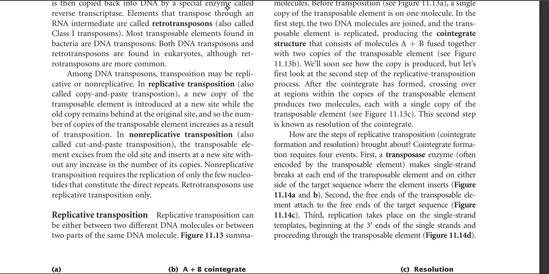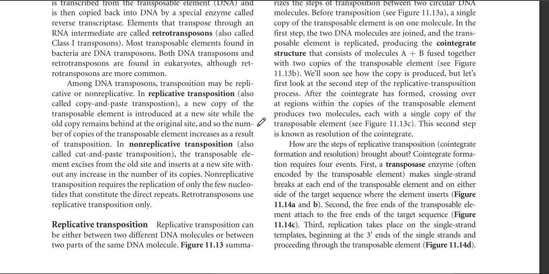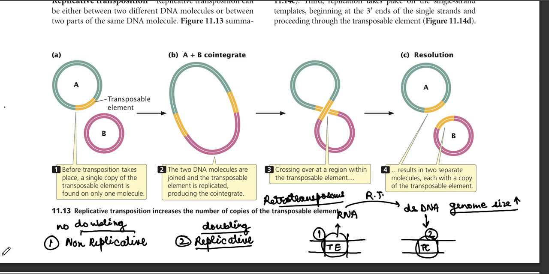So as simple as that, the replicative mode of transposition can take place within the same DNA molecule also, or between two different DNA molecules. Now if we look at the summary of how the replicative transposition takes place, here is the diagram. Suppose we take the case where the transposition has to take place between two different DNA molecules, one being DNA A and the other being DNA B. And suppose this orange color is the transposable element.